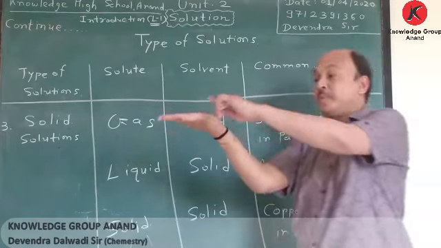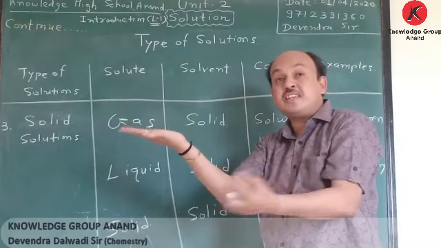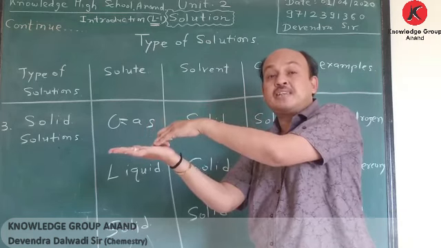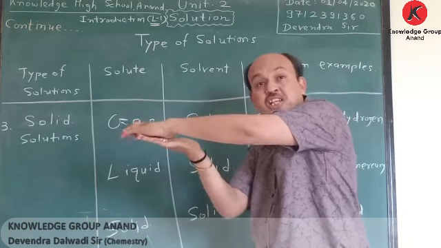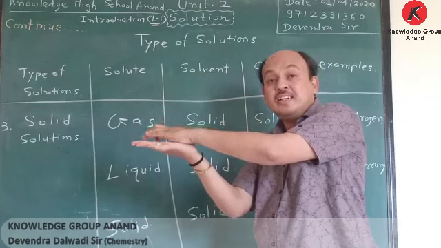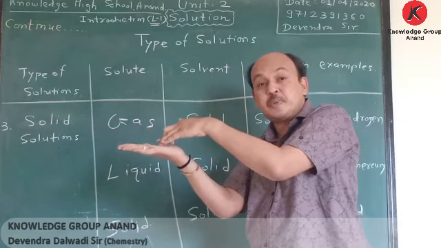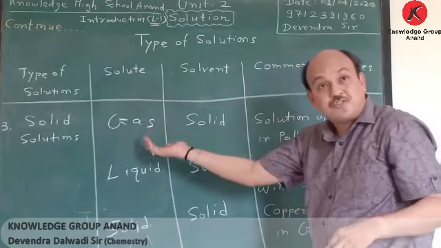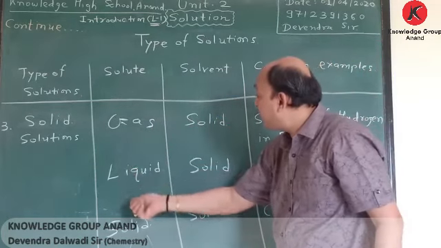That means suppose this is the surface of palladium metal and H2 gas is absorbed. Palladium is in more proportion, so it acts as the solvent, and H2 gas is in less proportion, that's why it acts as the solute in gaseous form. So here it is a suitable example.